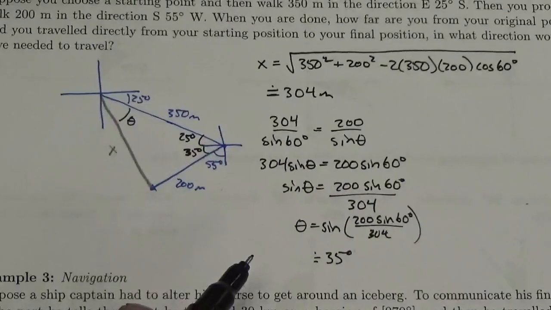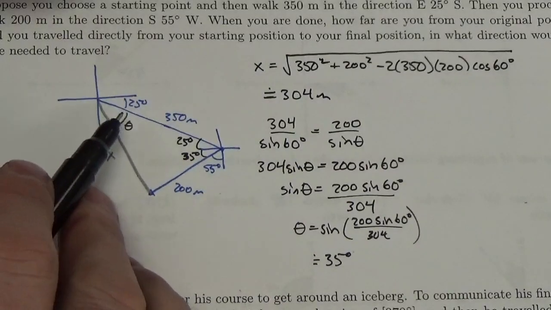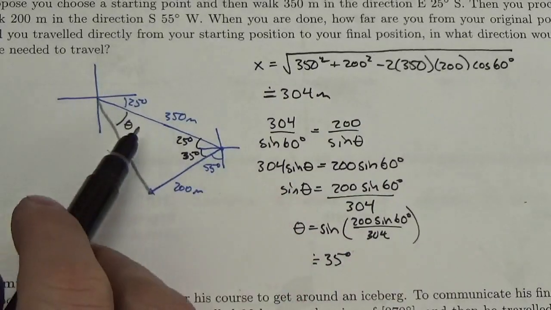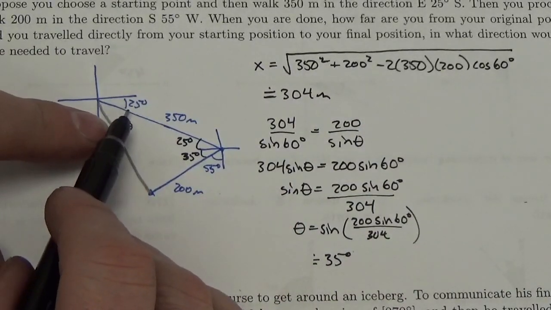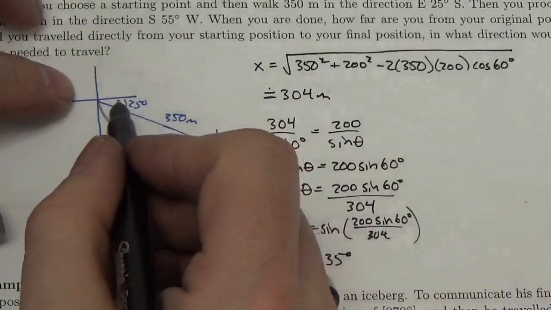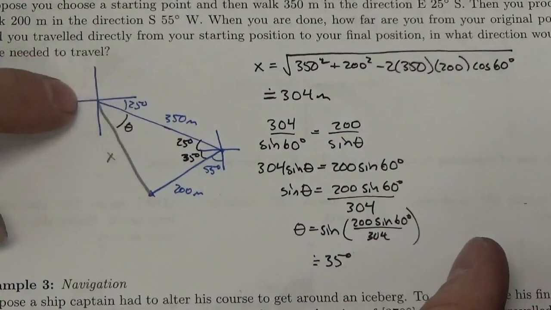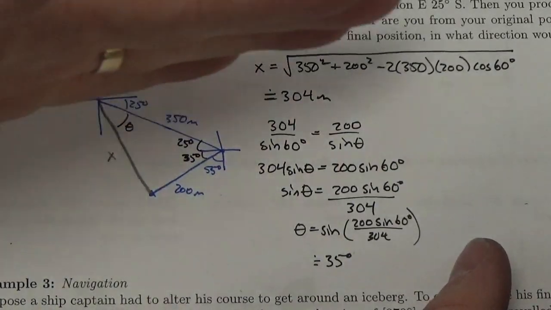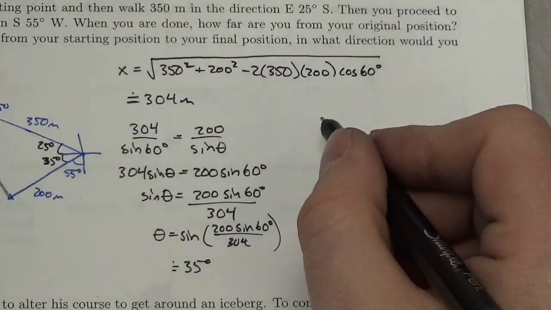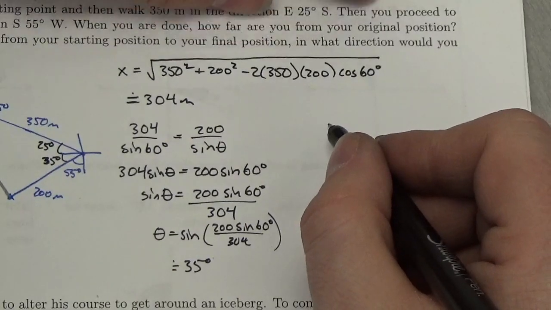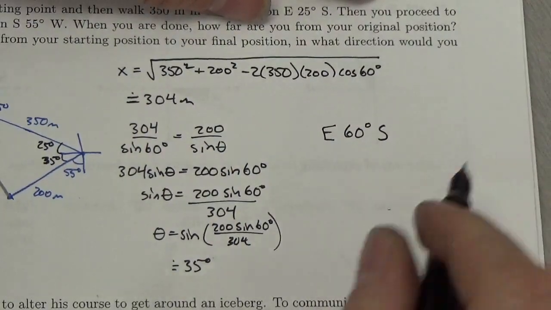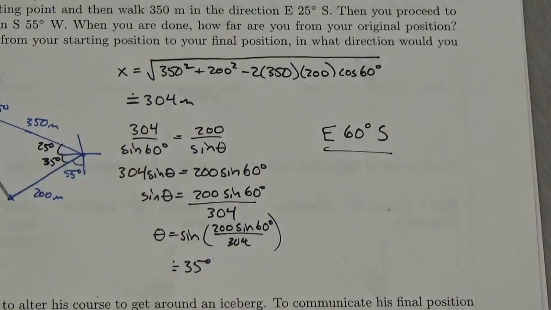Now, that's 35 degrees inside the triangle. When I put those together, if this is 35 degrees and that's 25 degrees, that's an angle of 60 degrees. And you know what? I'm going to be a little bit lazy here. Starting on east, if I rotate 60 degrees towards south, that's the direction I went. So starting at east, we're going to go 60 degrees towards south. That's the angle that you would have to travel at.